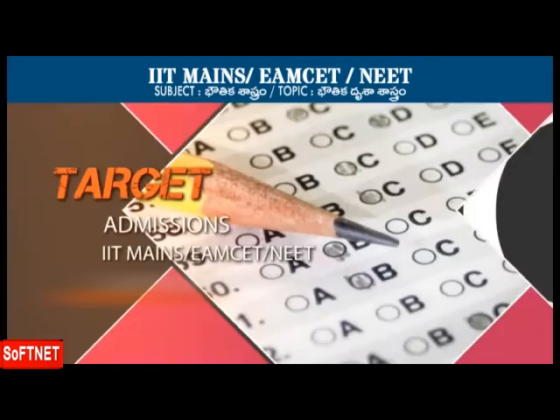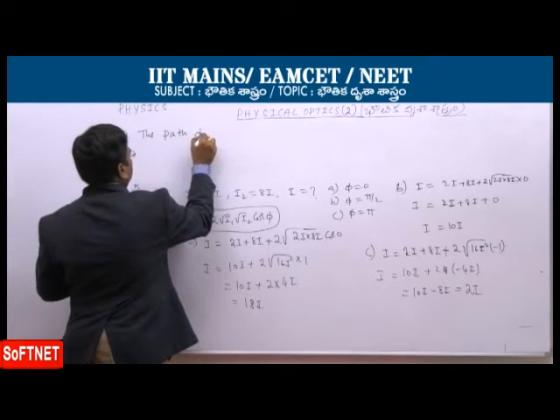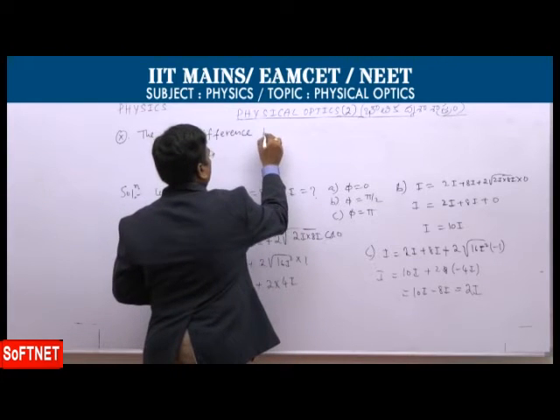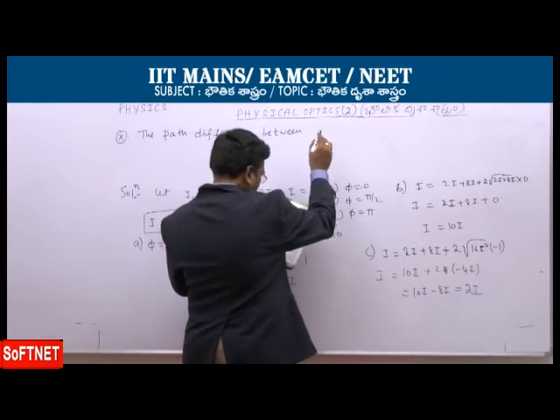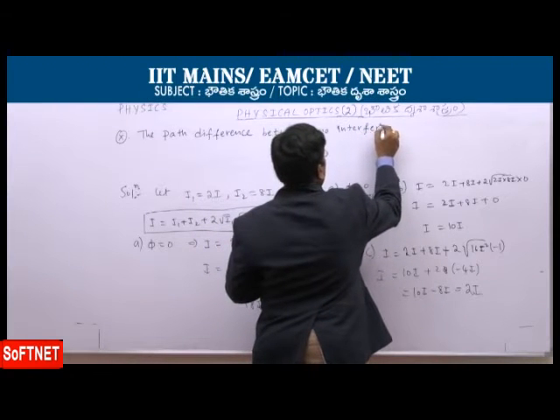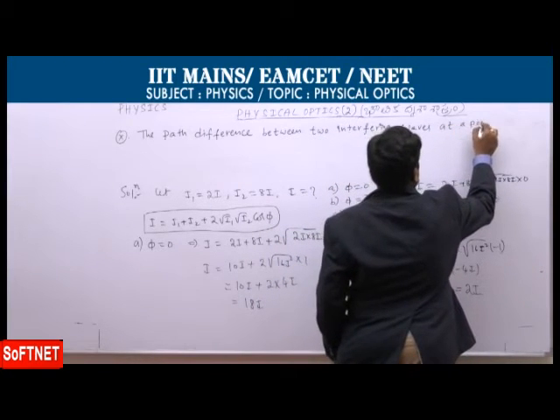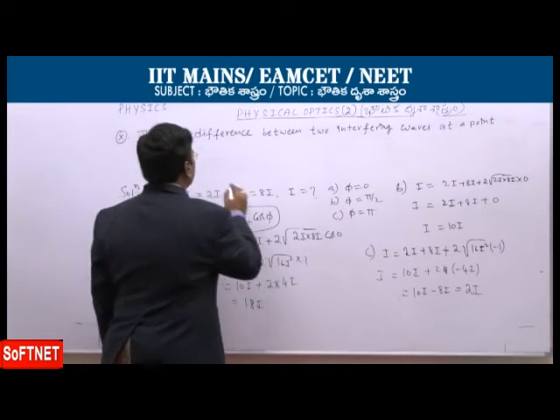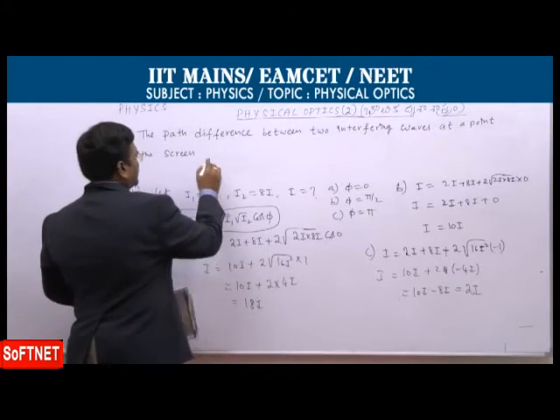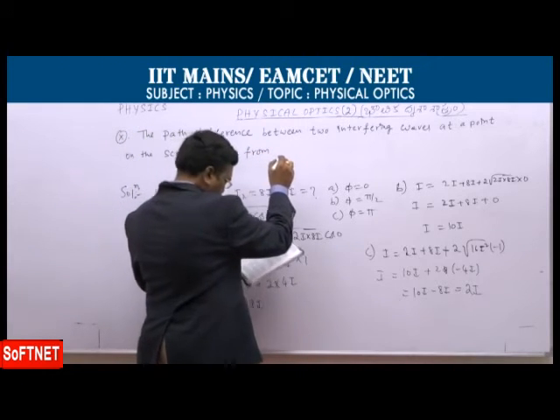Note down. The path difference between two interfering waves at a point on the screen is lambda by 6 from the central maximum.